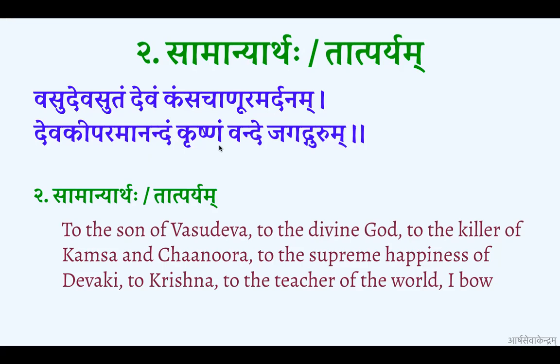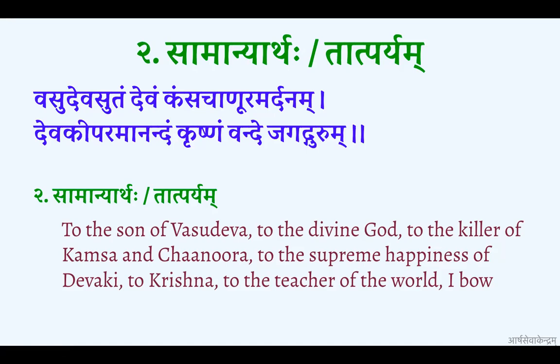So in our case, we happen to know that Krishna is somebody who killed Kamsa and Chanura. He's also the son of Vasudeva. But in this particular case, that is fine. But there will be shlokas where, if you pick out a shloka at random, it's not known what the shloka is talking about. So most of the time, the tatparyam or the samanya arthaha will be given to us, or at least the context will be given.